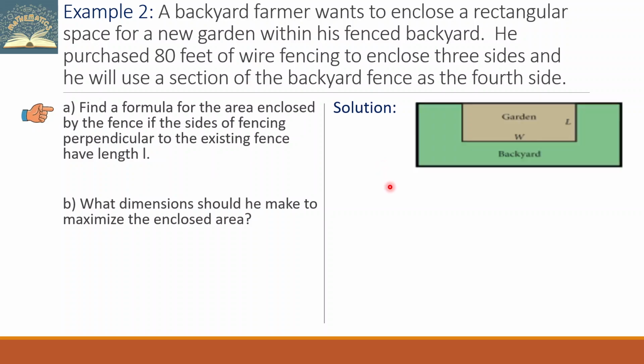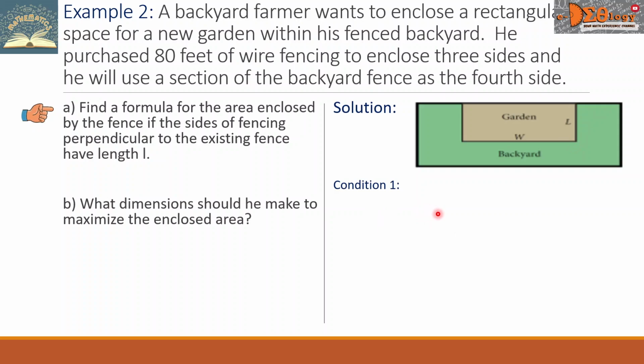First, let us illustrate our problem. So here it is. This is the backyard and this is the garden as wanted by the farmer. Let this be the side L or length. Another length is here, and this is the side W.